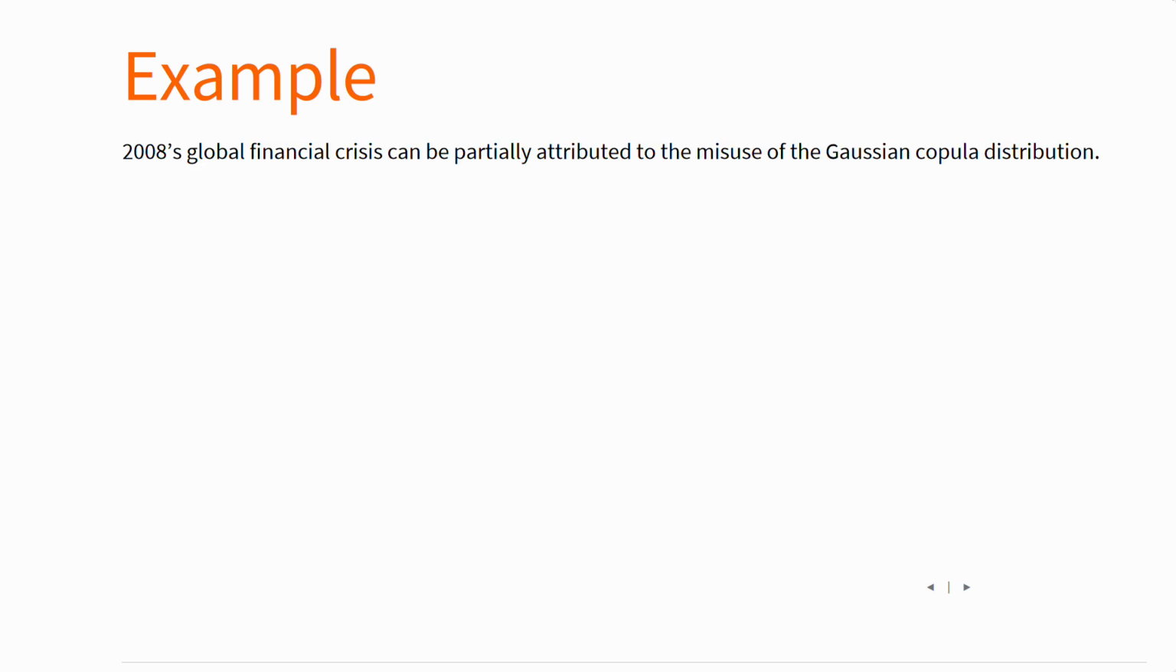Okay, finally time for an example. 2008's global financial crisis can be partially attributed to the misuse of the Gaussian copula distribution. This corresponds to the binormal or multinormal kernels in the documentation of the copula distribution. But how is that possible? Well, let's learn some investment terms.